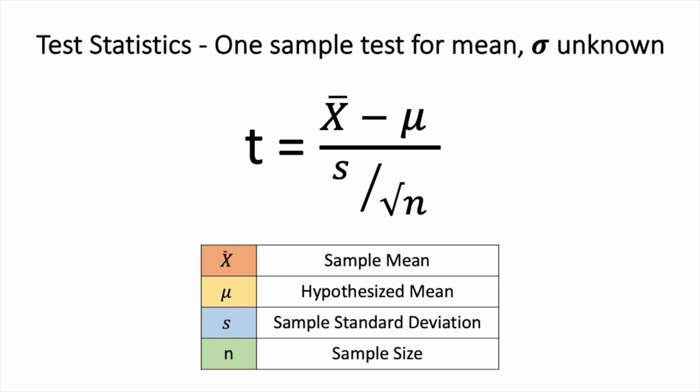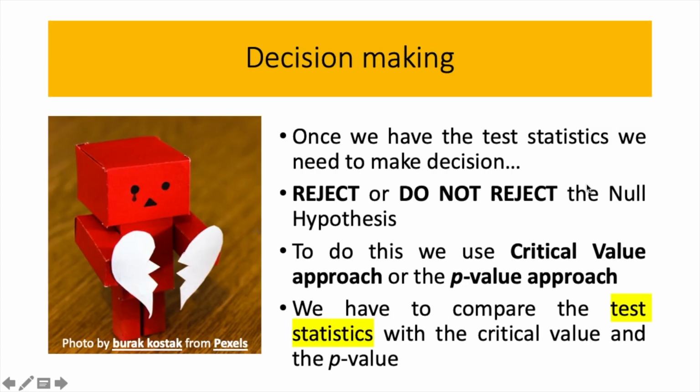You need to pick which test based on sigma, whether the population standard deviation is known or unknown. In most situations, the population standard deviation is commonly unknown, so most of the time you will see investigators picking up the t-test. Now you have decided on the t-test, or probably the z-test, based on the availability of the population standard deviation. Once we have the test statistics, we need to make a decision.